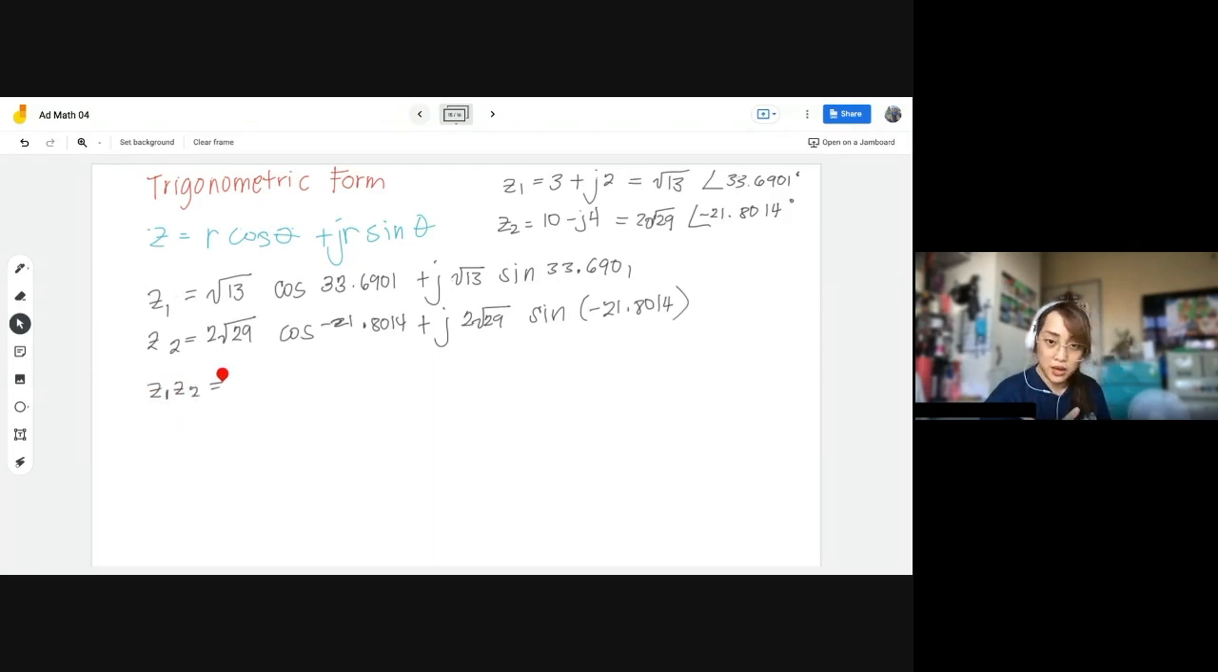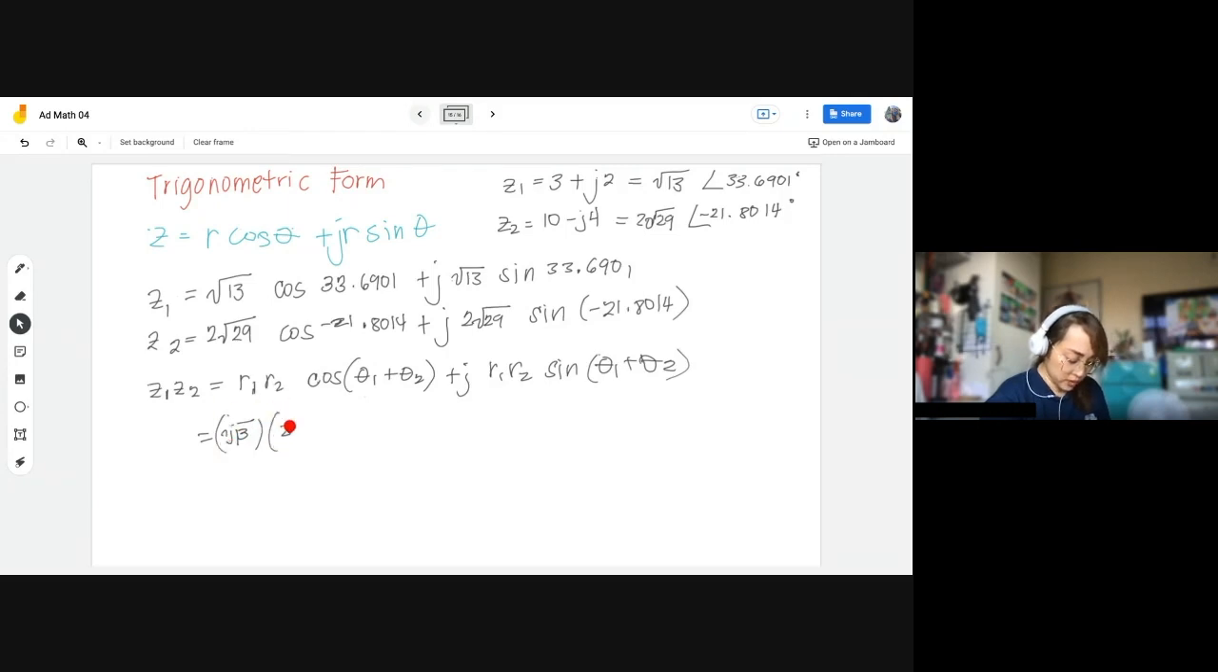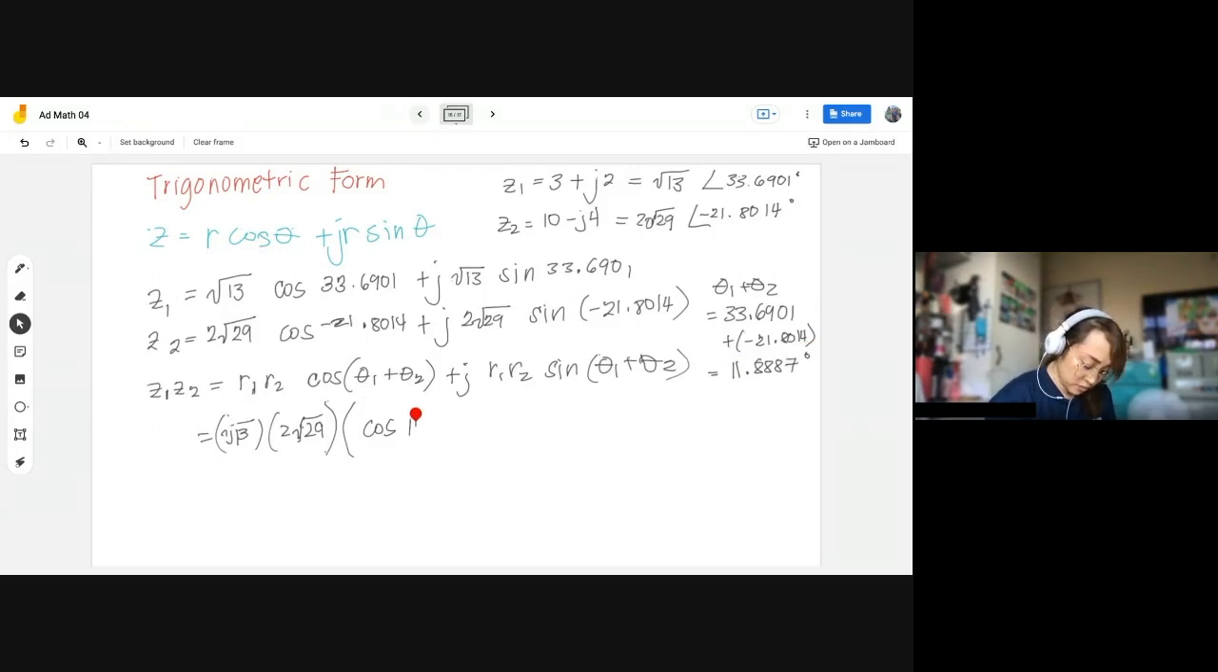If you will be using this trigonometric form in multiplication, we can always use z1 z2. So that means again r1 r2 cosine theta 1 plus theta 2 plus j r1 r2 sine theta 1 plus theta 2. We can factor out the r1 r2. So that is square root of 13 times 2 square root of 29, cosine of theta 1 plus theta 2, which will be equal to 33.6901 plus negative 21.8014, that is 11.8887. Cosine 11.8887 plus j sine 11.8887.